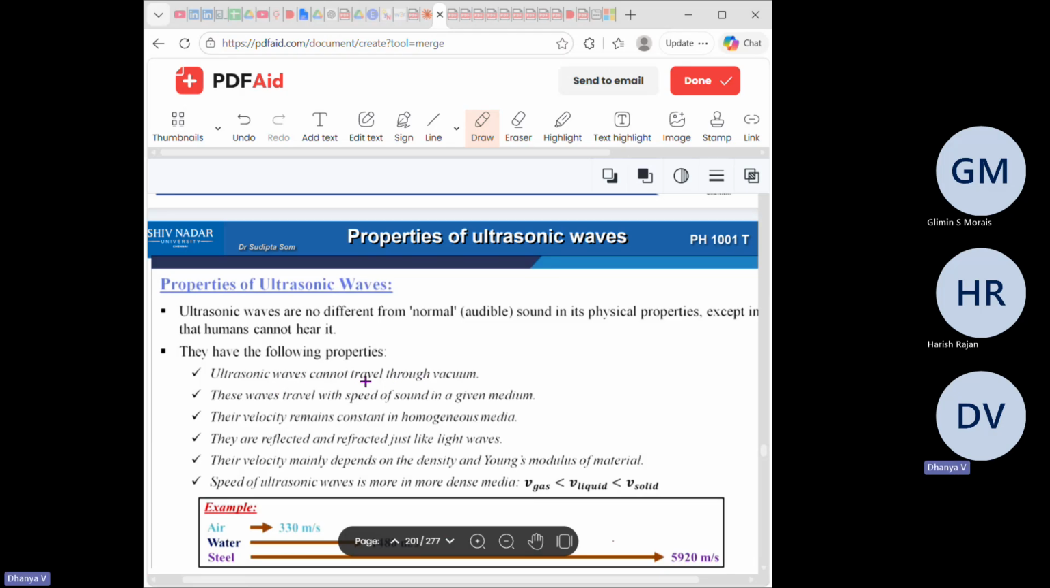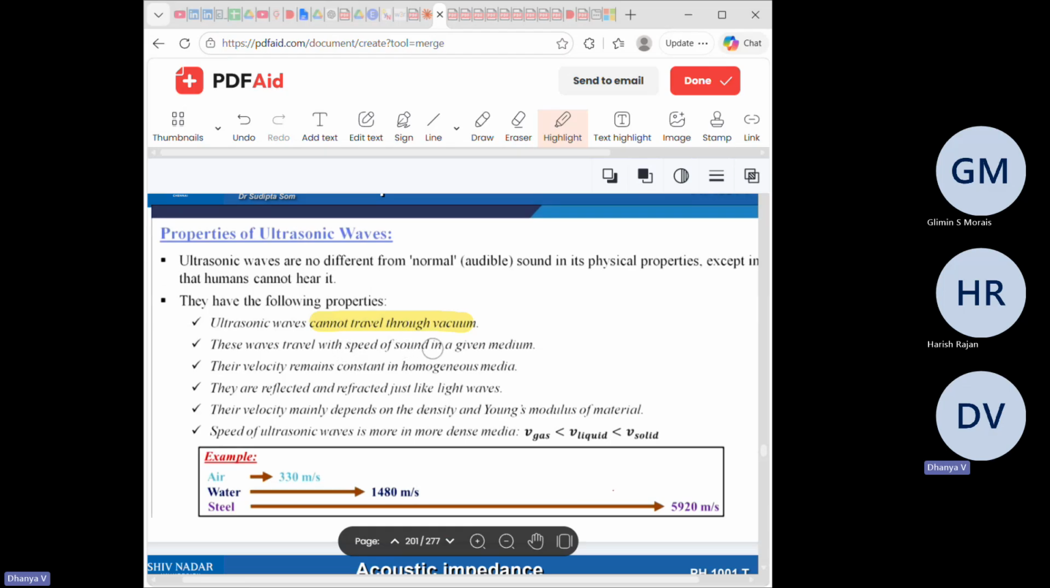Cannot travel through vacuum. And these waves travel with the speed of sound in a given medium. These are just properties of ultrasonic waves. You just need to know this. There's nothing to explain as such. They are reflected and refracted just like light waves, and the velocity remains constant in a homogeneous medium.